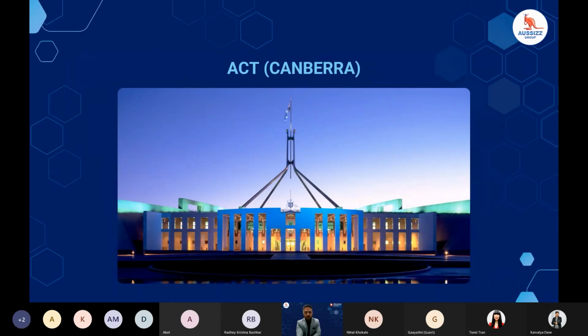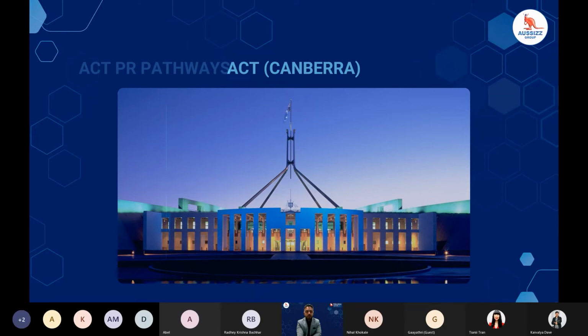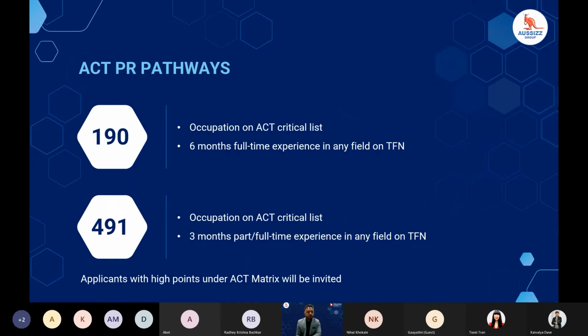Next state is Canberra, which is the Australian Capital Territory. They have a few pathways for 190 and 491. Number 1 is working in Canberra, where your occupation has to be on Canberra's critical list. Many IT occupations are there, so that's good news. And you have to be working 6 months full time in any field in Canberra. So if you're working and living there for 6 months, you can qualify for a Canberra matrix.